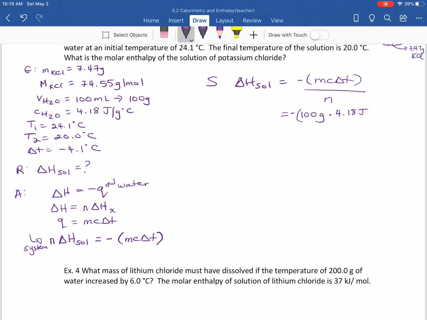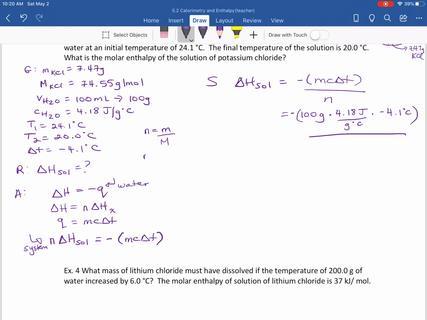Okay, times 4.18 joules per gram degrees Celsius times negative 4.1 degrees Celsius. So far, do you see where everything came from? We're playing with 100 grams of water. There's the specific heat capacity for water and the temperature change of the water. And now we're going to determine the number of moles because that's the one thing I didn't do.